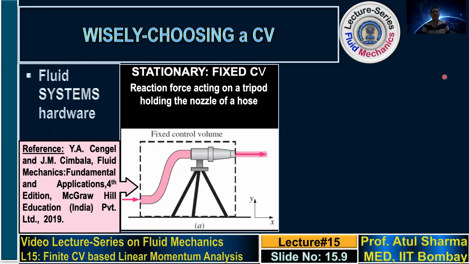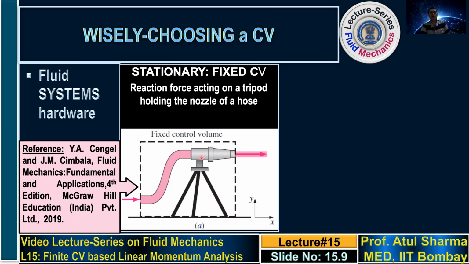So now I'll have a few slides on how to choose a control volume wisely. This is the figure which is shown. I'll show you two cases, a fixed control volume and a moving control volume. If you are given a problem corresponding to, let us suppose, a tripod holding a nozzle. This is a pipe of constant cross section, connected to a nozzle, where you can see that the cross section is reducing along the flow direction. This is your nozzle.